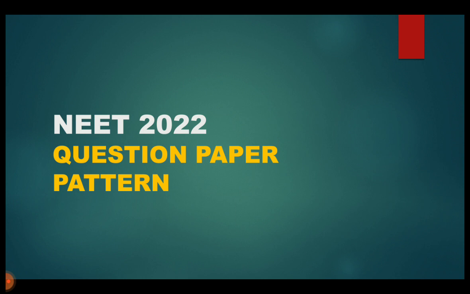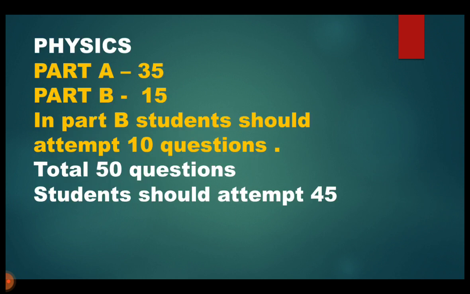In this presentation, I am going to discuss the question paper pattern of NEET 2022 exam. As we all know, there will be 4 sections: physics, chemistry, botany and zoology. In physics, and in all the subjects, the paper is divided into part A and part B. In part A, 35 questions are there. In part B, 15 questions are there.